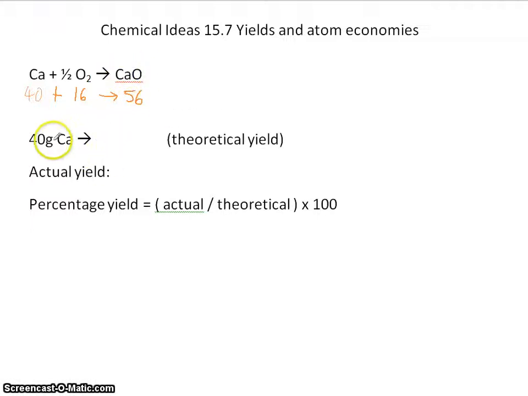for the calcium oxide. So because it's a 1-to-1 ratio, calcium becoming calcium oxide, we'd expect 40 grams of calcium to produce 56 grams of calcium oxide, so that becomes our theoretical yield.